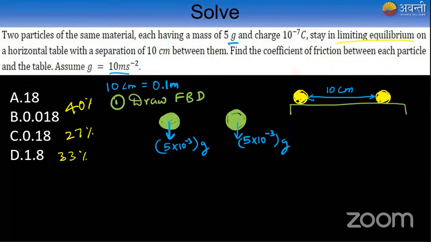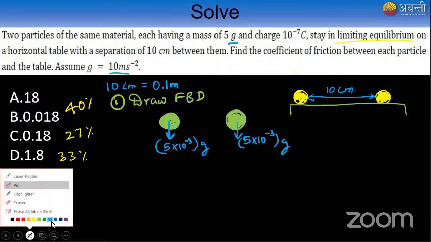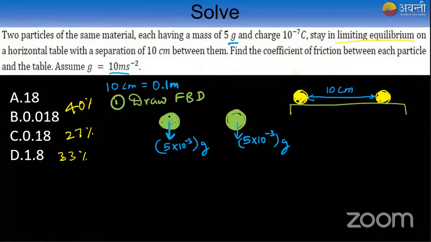So this will be my mg. Other than these, I'll be having a normal force acting upwards, right? So I'll be having some normal force. These two forces are equal, so these two cancel out each other. So we don't want these two.